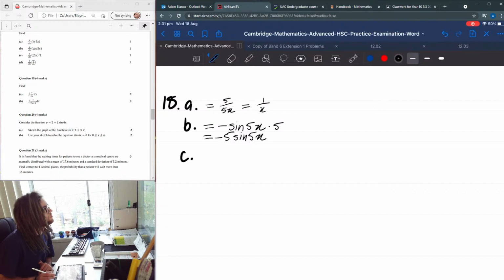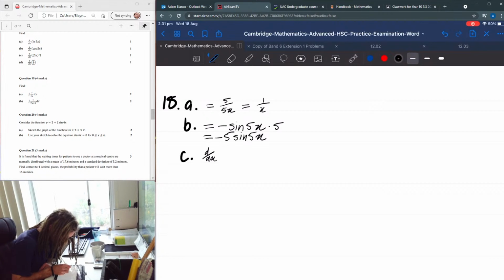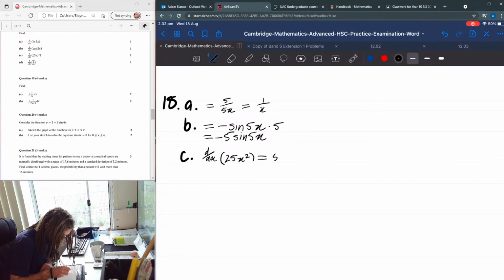C. 5x all squared. Okay, so let me just rewrite that. That's the same as 25x squared. I guess that's a common mistake. So that's equal to 50x. Wow, this is easy.